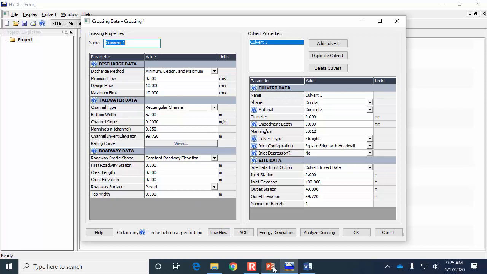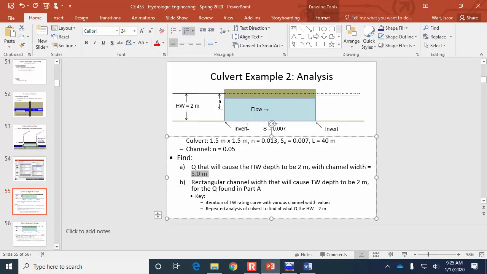Roadway data. We don't really have an idea of how much height is there, and we're never going to get that far because we don't want to find out how much overtopping there is. We just want to find out what's going on when the headwater gets up to 2 meters. So all we have to do is build the front side of that culvert so that it's at least 2 meters tall, because we want to find out what's happening hydraulically through the culvert on the way up to 2 meters.